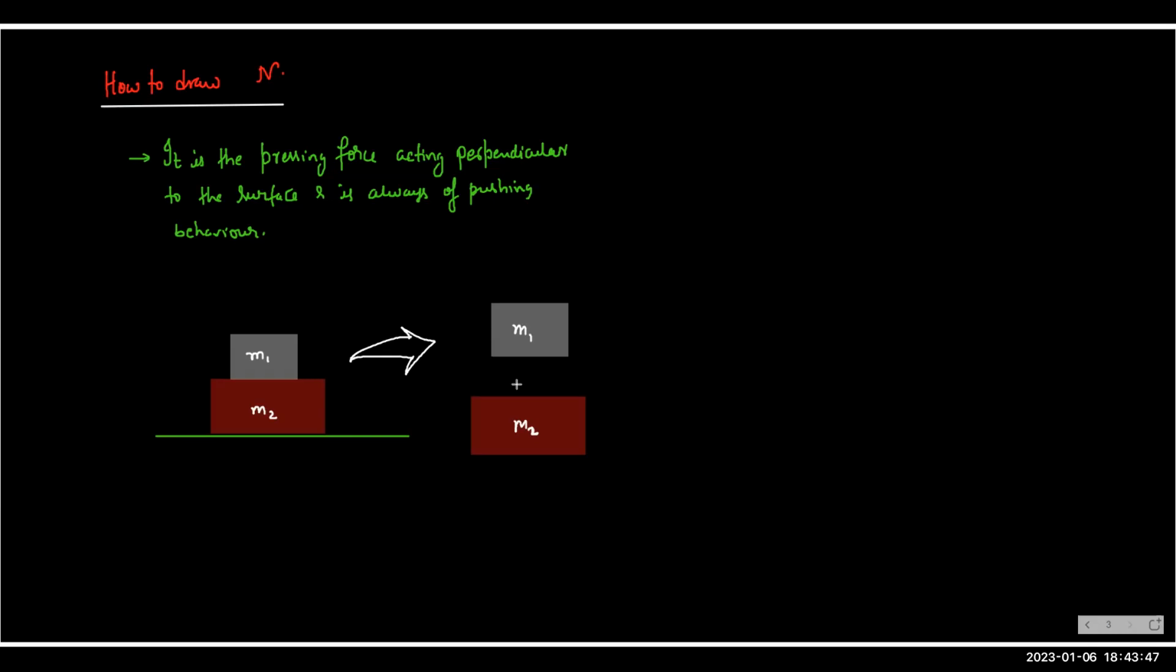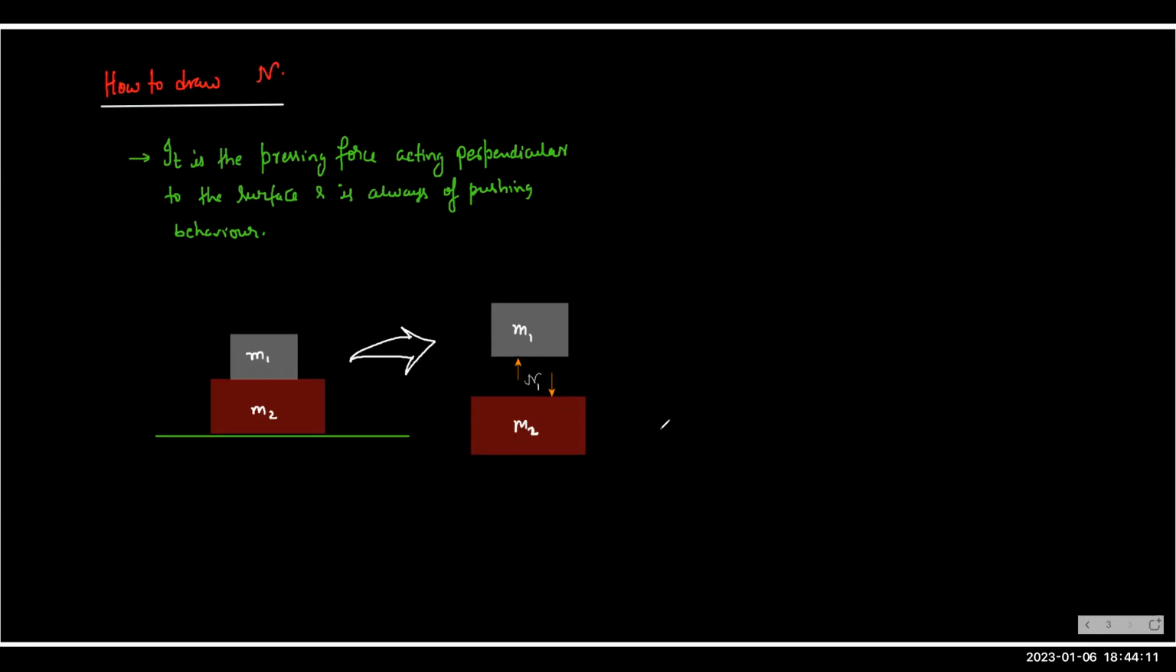How will M2 press M1? Up or down? Upwards. And how will M1 press M2? Downwards. But because this is an action-reaction pair, as per Newton's third law, will the value of both be the same or different? Same. So I can call it N1.